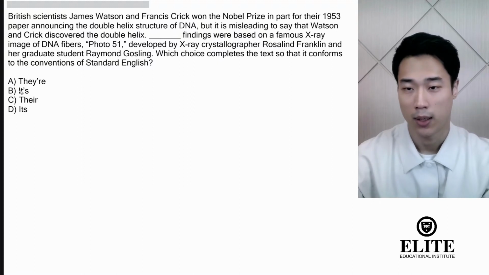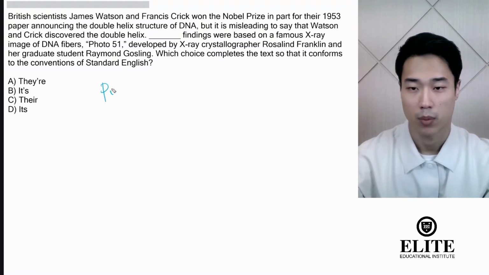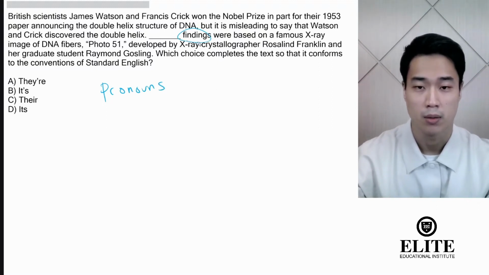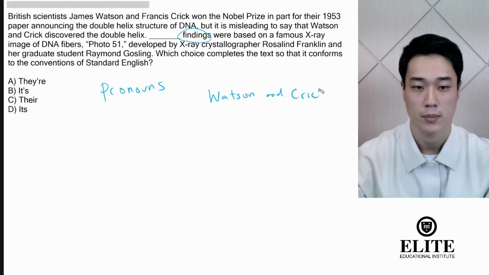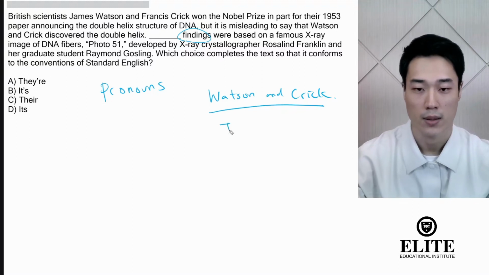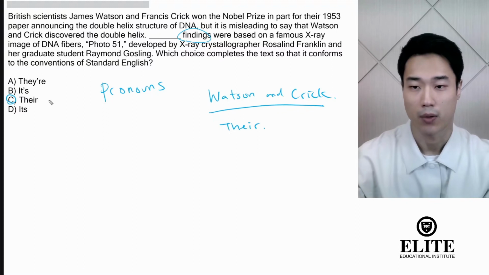Okay, so this question, we're testing pronouns, specifically possessive, right? We're talking about findings and who these findings pertain to. And so we clearly have two people involved. We have Watson and we have Crick. So very obviously it is their findings, which means it must be C, right?